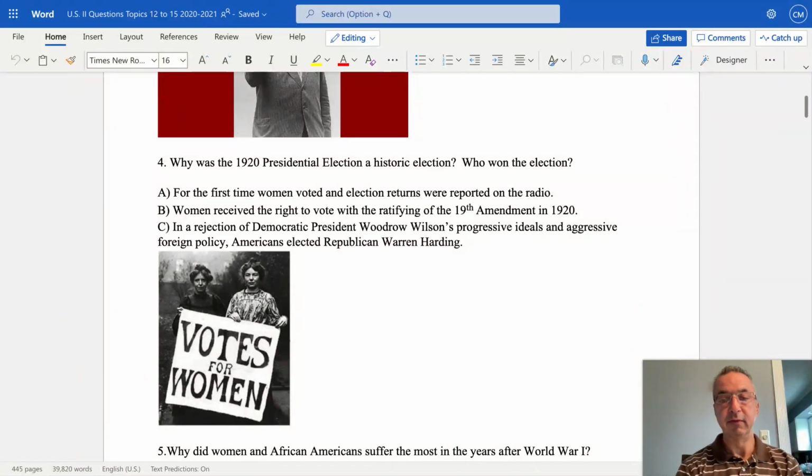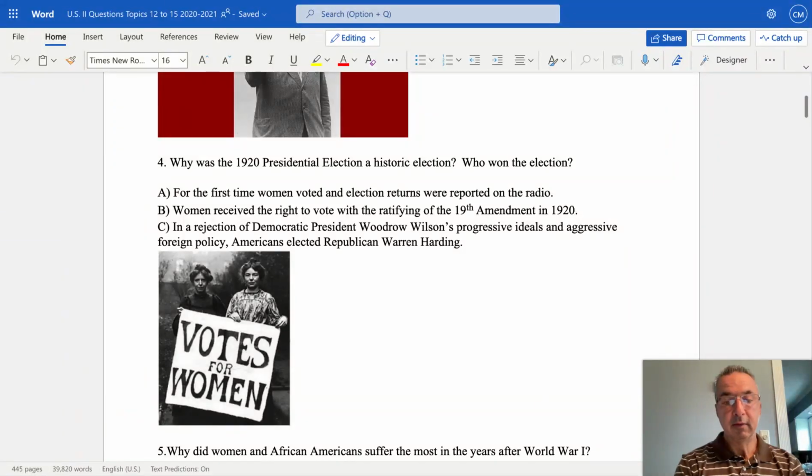Women had received the right to vote after stepping up during World War I. They had done a lot on the home front, gained a lot of respect within the country. And as such, the Congress and the country embraced the idea finally that women should have the right to vote. So the 19th Amendment, passed in 1920, gave women the right to vote.